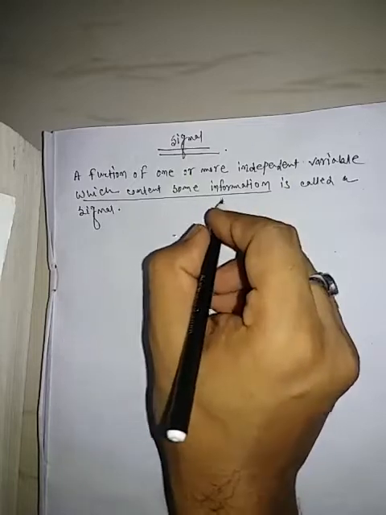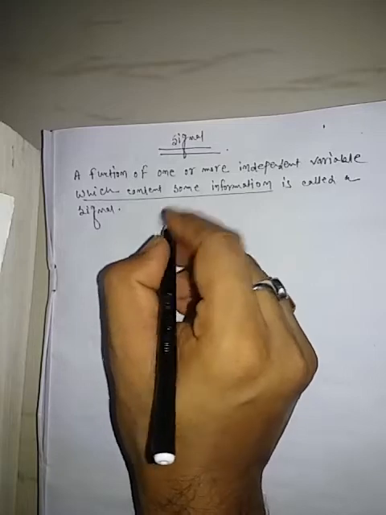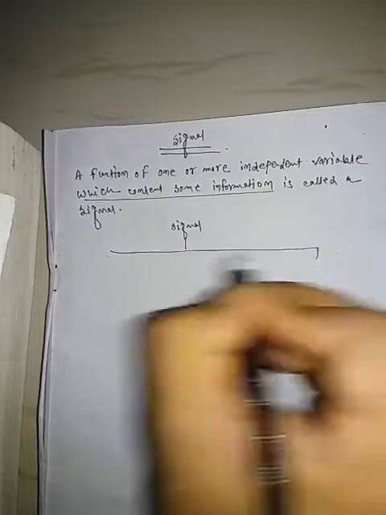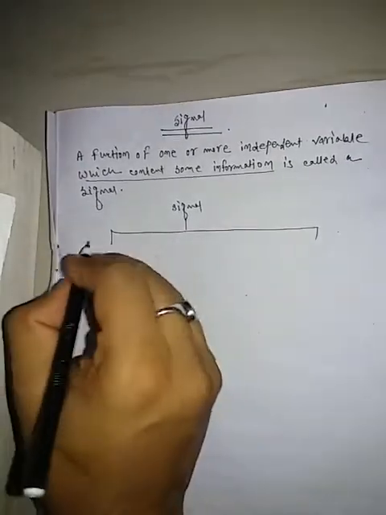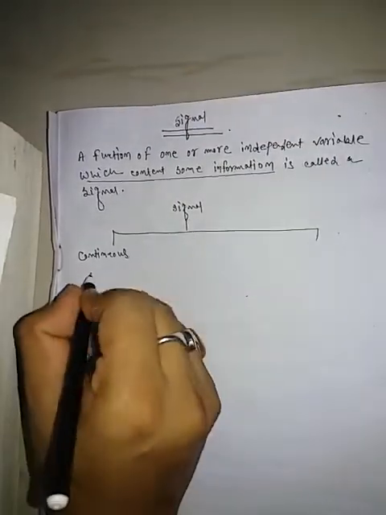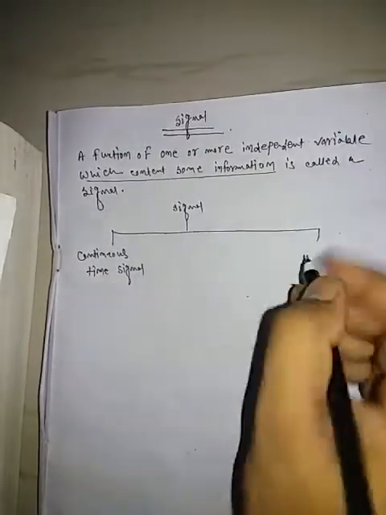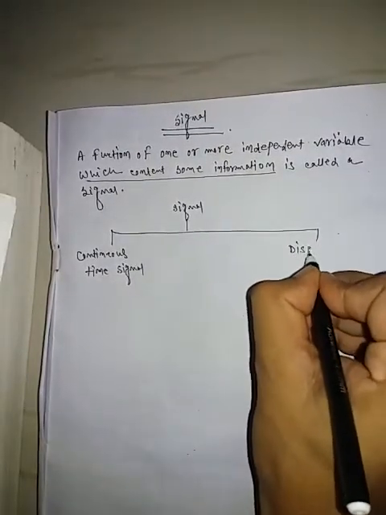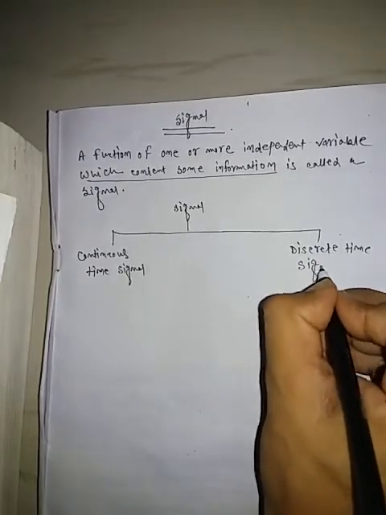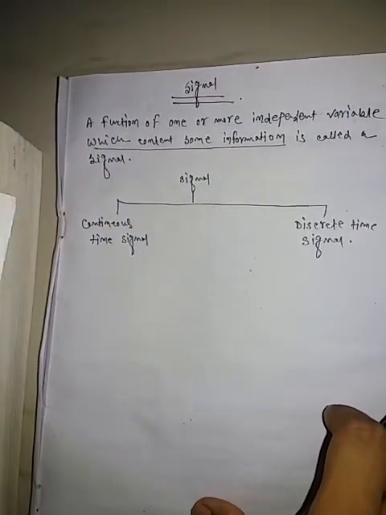Okay, there are different types of signal. Here we discuss two types of signal. Signals are basically of two types: continuous time signal and discrete time signal.